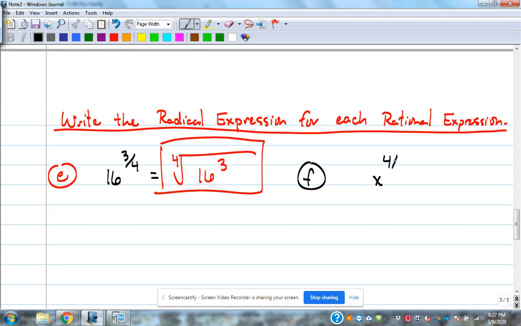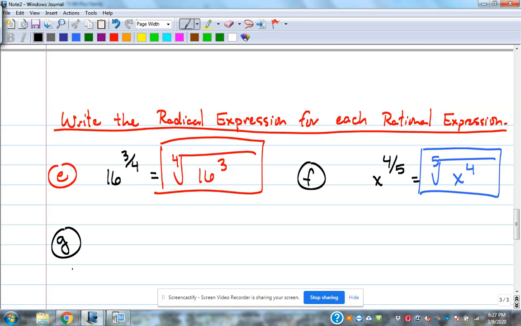Let's do x to the 4/5. So just a variable. We're just rewriting that as an indexed root. So what's the index on the root? 5 and x to the 4th on the inside. Could it get any easier? No, but it can get harder. Let's make it harder. Let's put a number there.